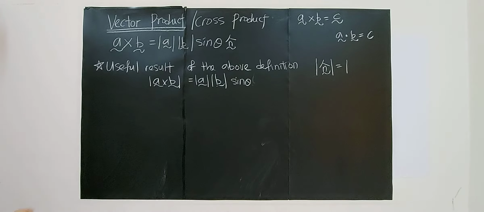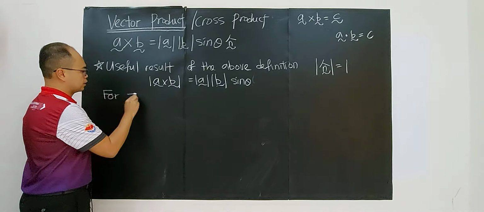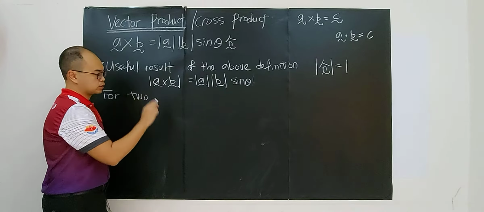Another one is for two perpendicular vectors. The very important thing here is that one is perpendicular and one is parallel, and you have to be clear with both of these. So for two perpendicular vectors, let's say A is perpendicular to B. What does it mean that vector A is perpendicular to vector B? It means that vector A and vector B have an angle of 90 degrees between them, so theta will be 90 degrees.